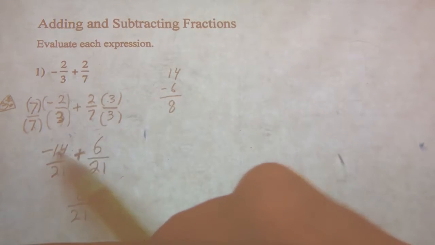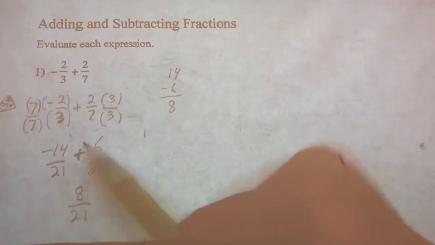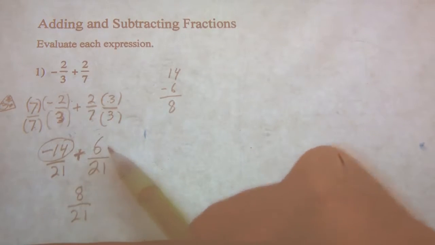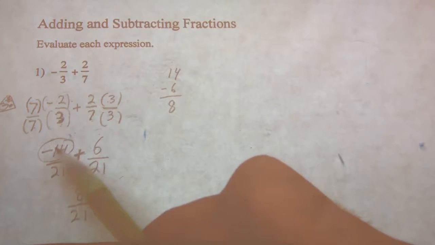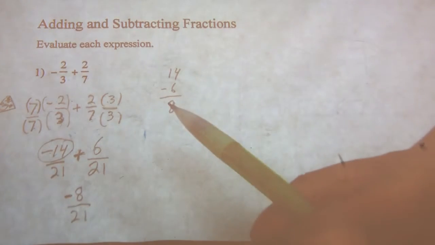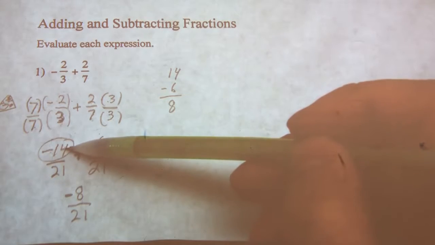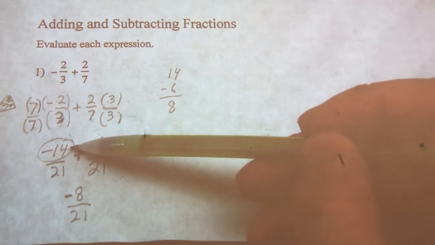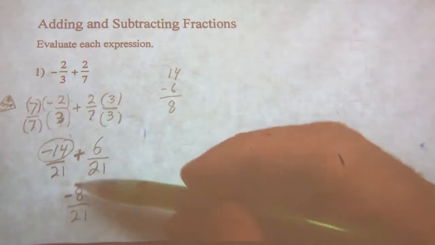I should always take the sign of the number with the greatest absolute value. So -14 has more absolute value than 6, or a greater absolute value. And so this sign should always match the sign of my answer when adding and subtracting. So when I add -14 plus 6, I get -8, not +8.